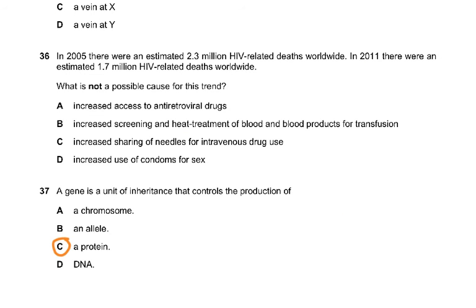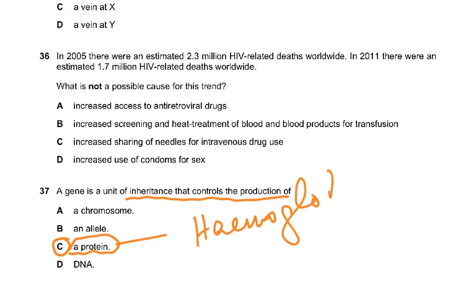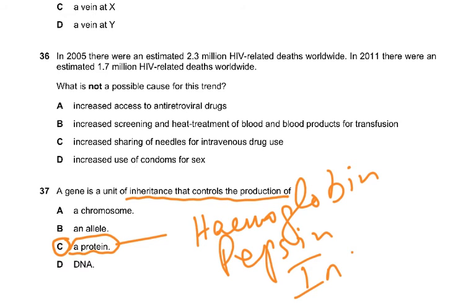Now let's look at question 37. A gene is a unit of inheritance that controls the production of a protein. Now instead of a protein, they could have given you a name of a protein like hemoglobin, pepsin, or insulin. Please remember, all hormones are not proteins. There are some hormones which are sex hormones. They are made up of steroids, estrogen, progesterone. So all hormones are not proteins. Even that could be an MCQ. So, is a unit of inheritance that controls the production of hormones? No, that would be wrong because all hormones are not proteins. All enzymes are proteins. Yes.